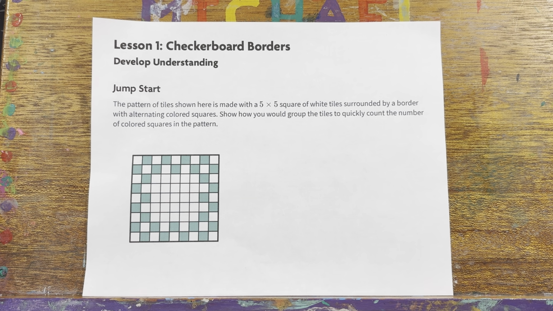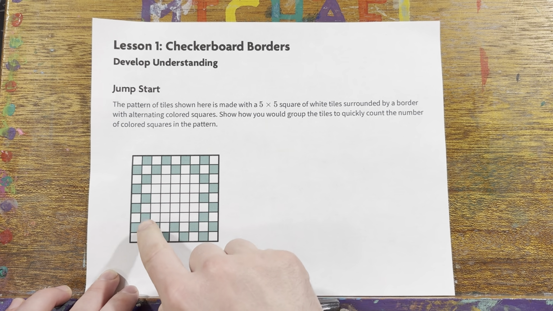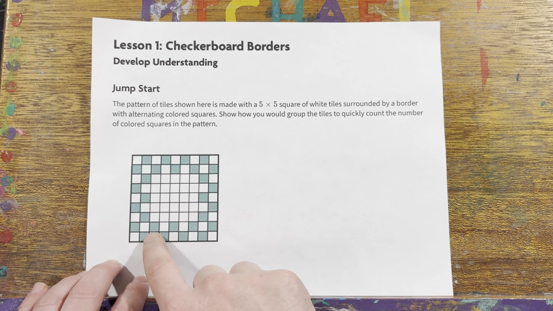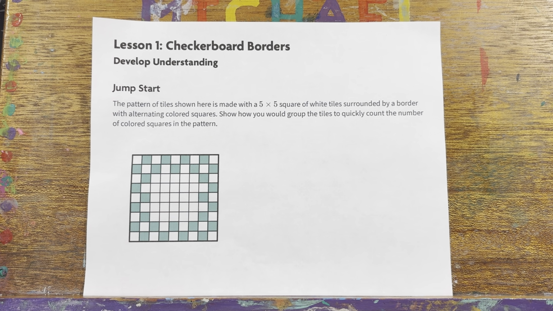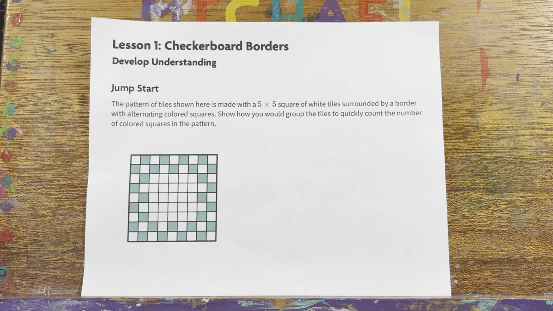So we're starting at the beginning of 9th grade right now. And this is a pattern of tiles made with a 5x5 square of white tiles. That's inside here, 1, 2, 3, 4, 5. So there's a 5x5 square inside, surrounded by a border with alternating colored squares. You see here there's alternating green and white.